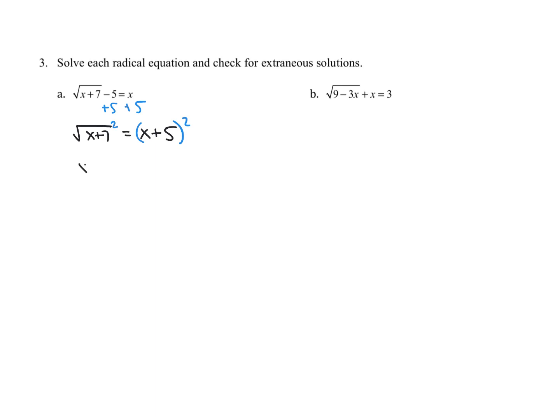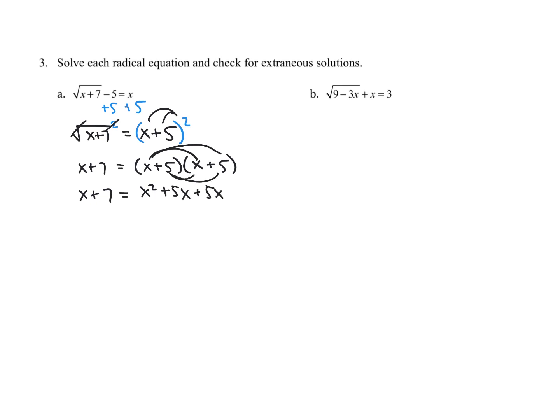So I end up with x plus 7 on the left, because the square root and the square cancel. But on the right, remember we can't just square both things inside the parentheses. I have to write that binomial twice and use the distributive property, or FOIL. So we get x plus 7 equals x squared plus 5x plus 5x plus 25, which simplifies to x squared plus 10x plus 25 if we combine like terms.